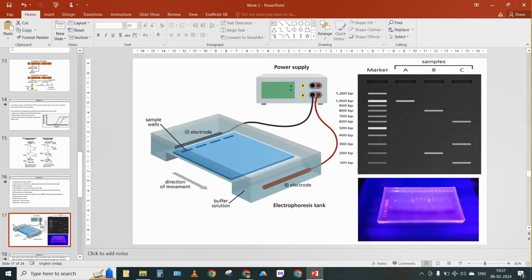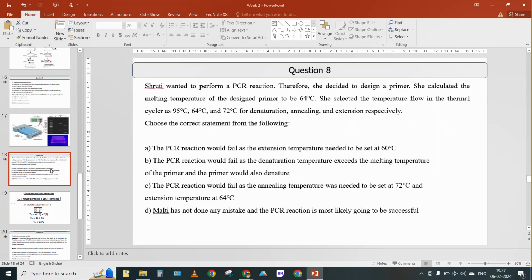So moving to the next question, this is question 8. Shruti wanted to perform a PCR reaction, so she decided to design a primer. She calculated the melting point of the designed primer to be 64 degrees Celsius. She selected the temperature flow in the thermal cycler as 95 degrees Celsius, 64 degrees Celsius and 72 degrees Celsius for denaturation, annealing and extension respectively. Choose the correct statement from the following.